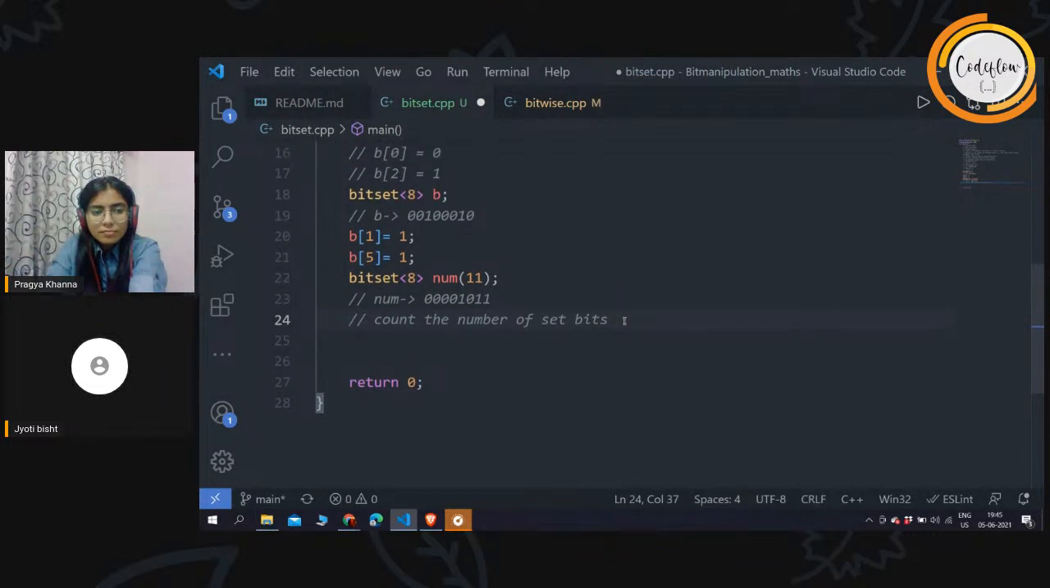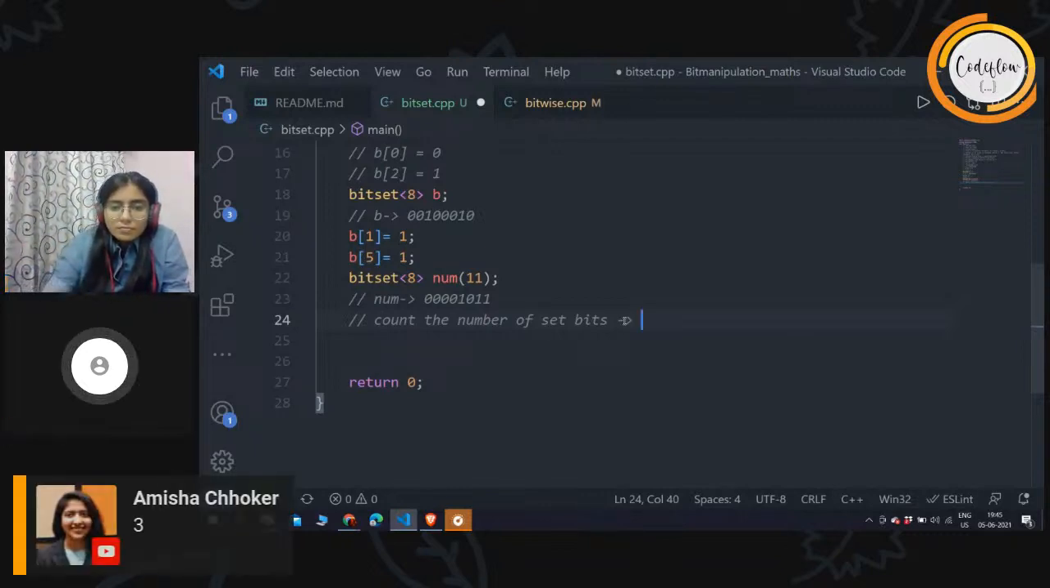It totally depends on your size of bit set, whatever you want to take. So count the number of set bits. My set bits are 3. Set bit means जहाँ की value 1 होती है. So I have it 3.